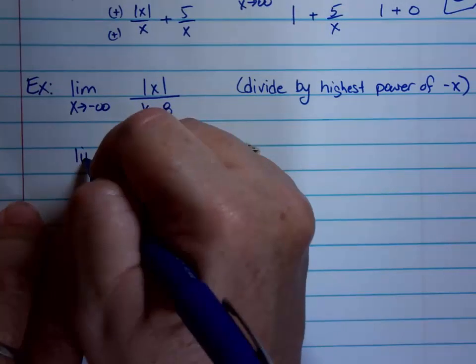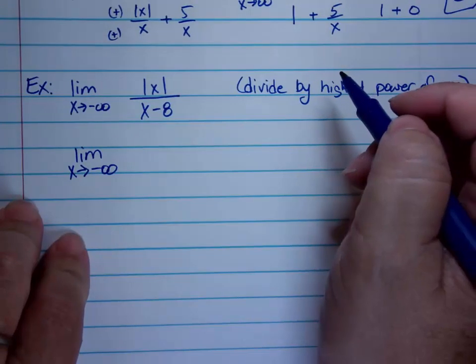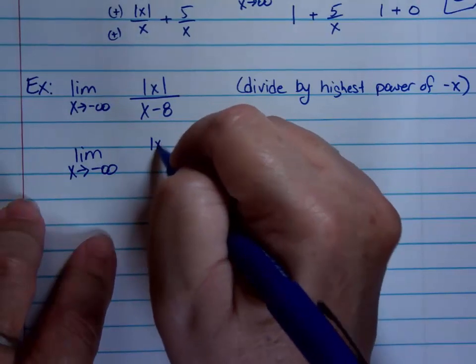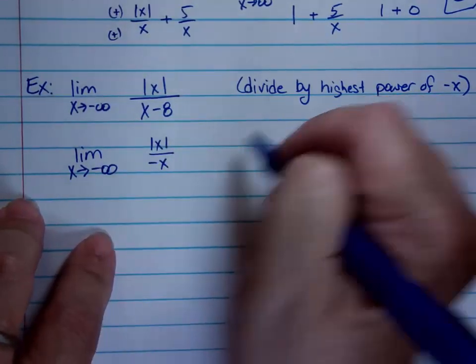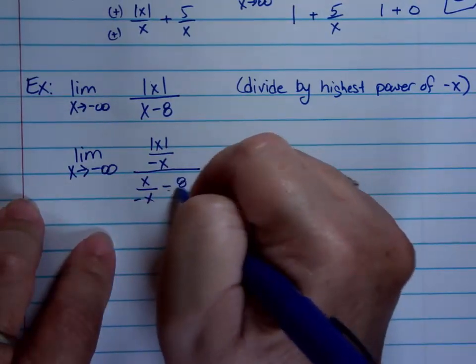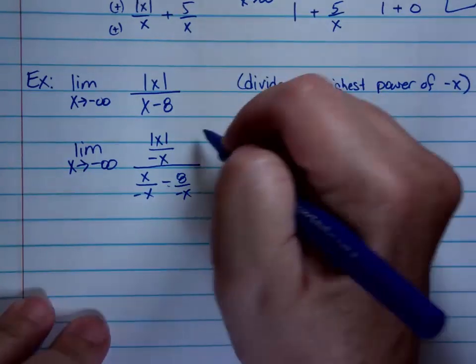So we're going to have the limit as x approaches negative infinity of the absolute value of x over negative x, over x over negative x minus 8 over negative x. Because we're approaching negative infinity, we've got to now think negative 1 billion. When I put negative 1 billion into the absolute value, what do I get? A positive. So this will always be positive.